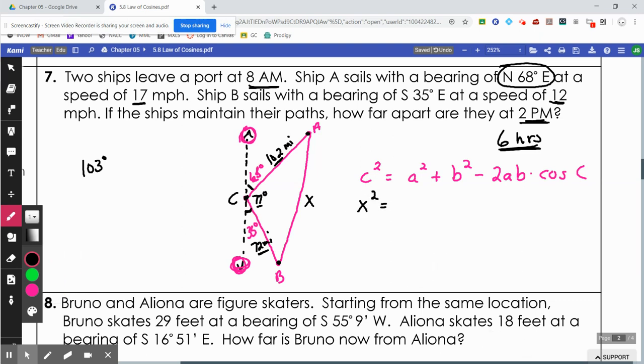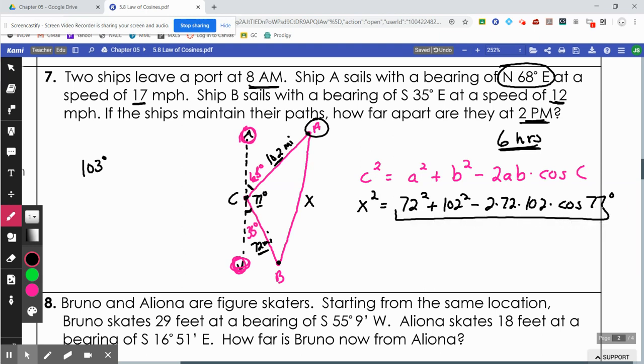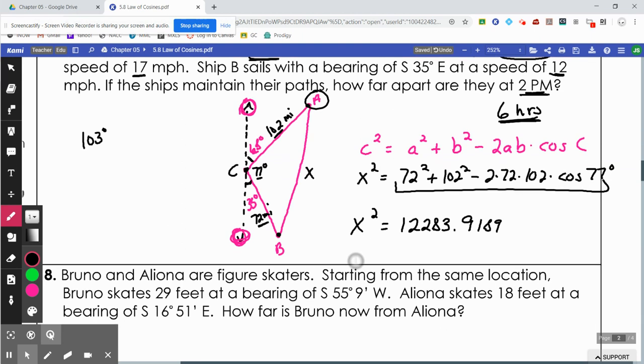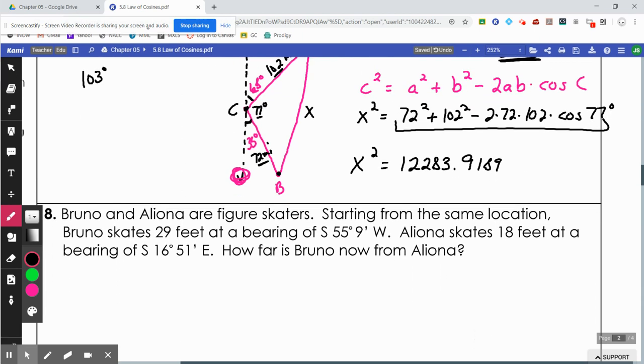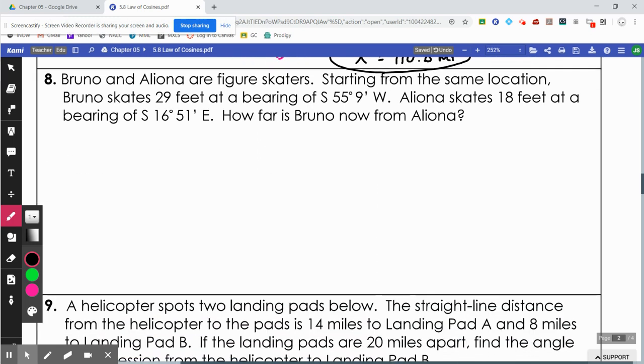Our small a value, if this is angle A or ship A, then our small a would be 72. Our small b would be 102. Minus 2 times 72 times 102 times the cosine of our angle, which is a 77-degree angle. Type all of this in, and we get x squared is equal to 12,283.9189. So x would equal the square root of that, which is 110.8 miles.